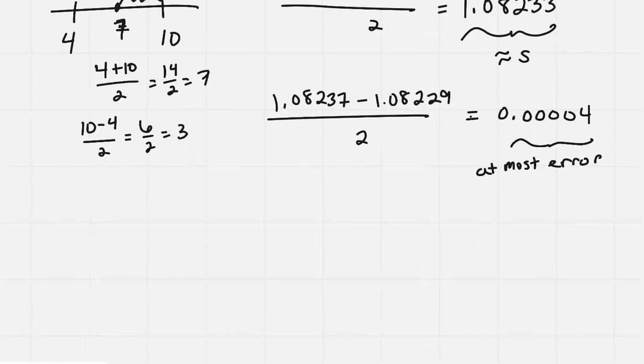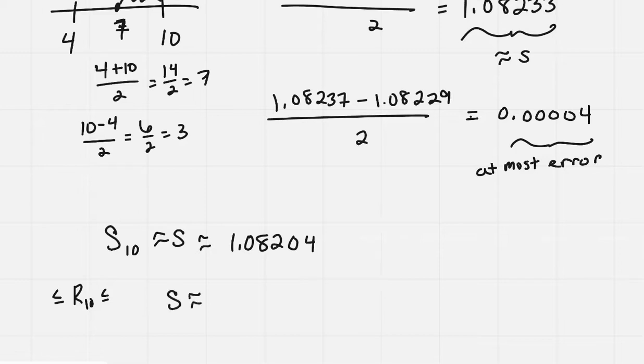And so now we're going to say, okay, let's check these out and see how they compare. When I used S sub 10 as an approximation to S, I got that S is approximately equal to 1.08204. And then when I used my remainder estimate, the one between the less-than-or-equal-to-all-the-integrals bounds, using the midpoint, S is approximately equal to 1.08233.